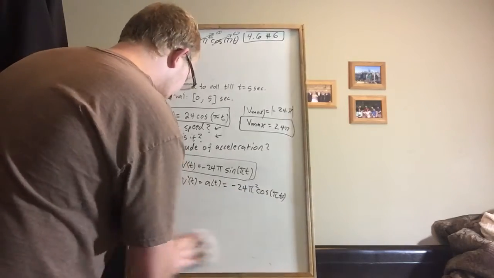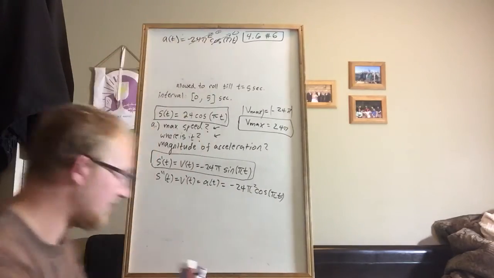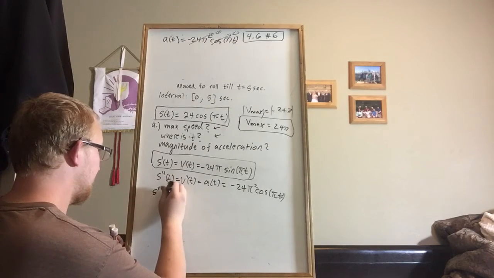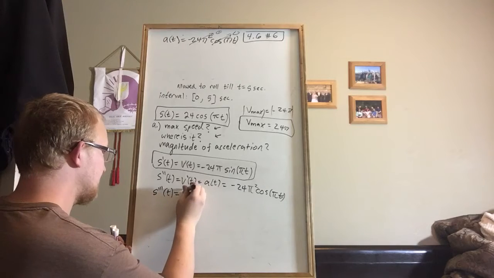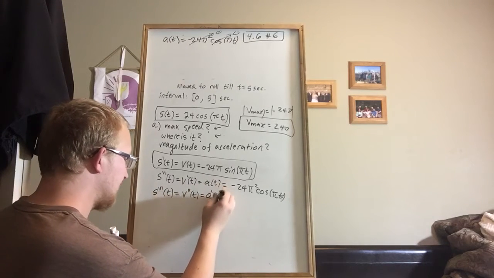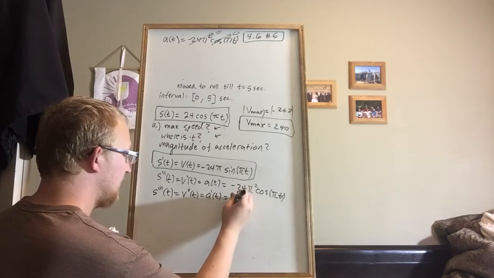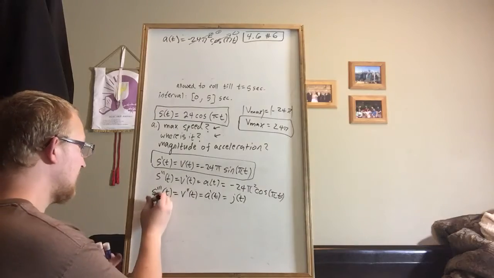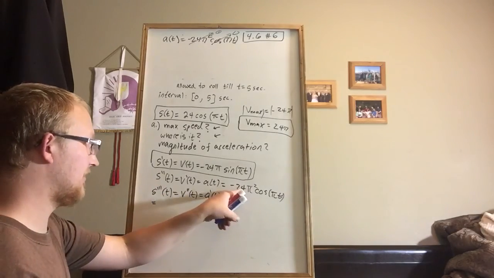And this one's fun, though it's rarely ever used. It's the third derivative of position, which is equal to the second derivative of velocity, which is equal to the first derivative of acceleration. And what do we call it? We call it jerk. J is a function of t. So let's take the derivative of acceleration.